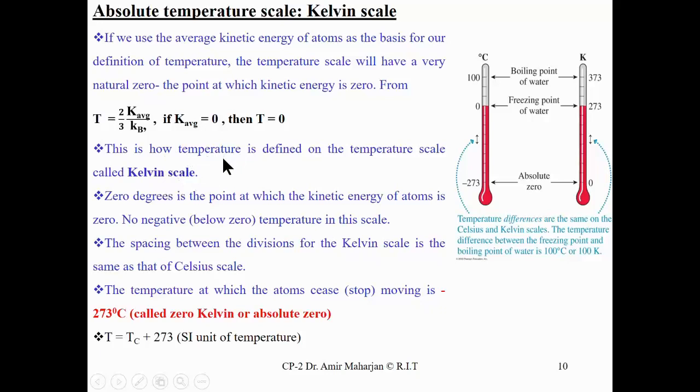Absolute zero means all the atoms just stop moving, and it's called 0 Kelvin. So 0 Kelvin is the point at which the kinetic energy of the atoms is zero. So no temperature below zero is possible in the Kelvin scale. The spacing between the divisions of the Kelvin scale and the Celsius scale are the same, and the relationship between the Celsius centigrade and the Kelvin temperature is this. The temperature in Kelvin is simply Celsius temperature plus 273. So you just need to add 273 to change into Kelvin.